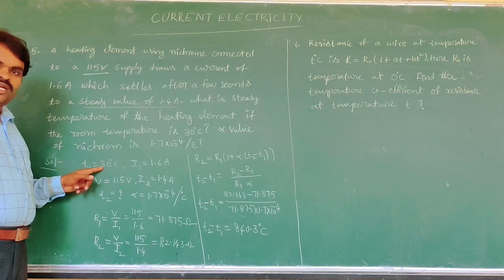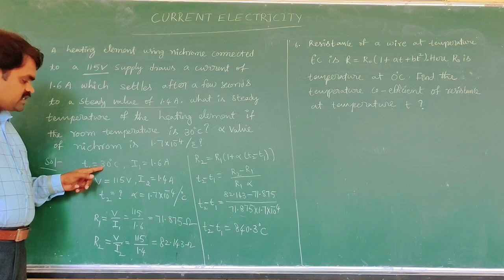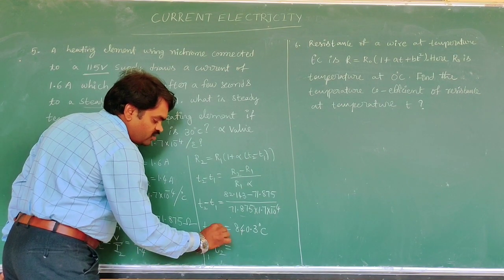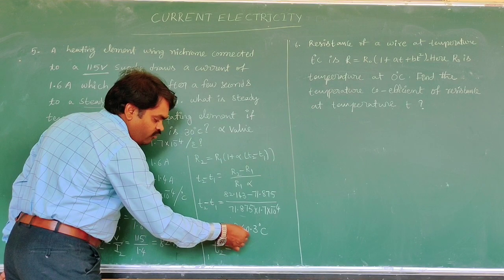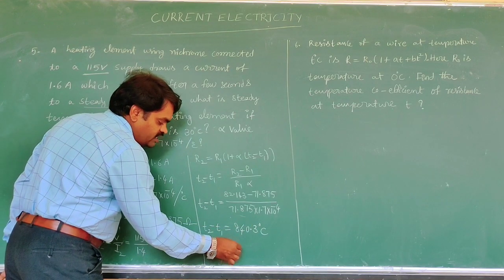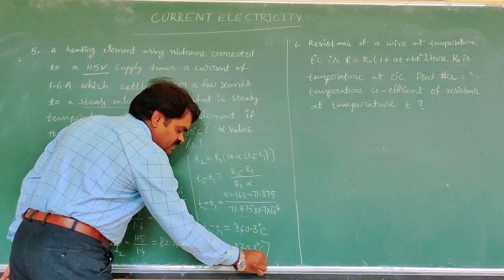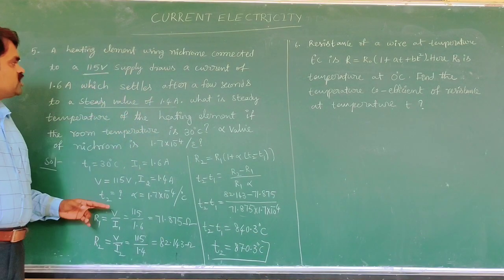Now, what is the T1 value? The T1 value given at room temperature is 30. That's why T2 is equal to 840.3 plus 30, 870.3 degrees Celsius. It's very important, this one.